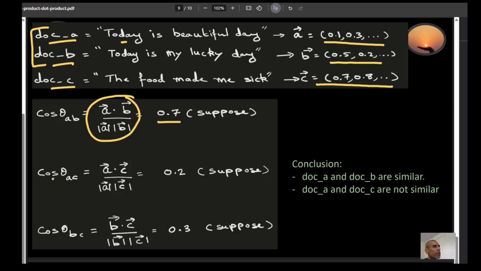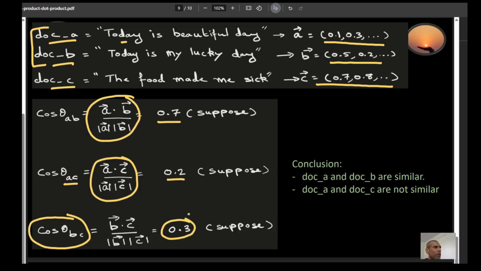Likewise, you calculate the similarity between A and C. So cos theta of A and C, according to this formula, let's say the answer comes out to be 0.2. And same thing, you measure the similarity between document B and C, between these two documents, and let's say the answer comes out to be 0.3 right here. So if you look at these numbers, 0.7, 0.2, 0.3, well, 0.7 is a big number.